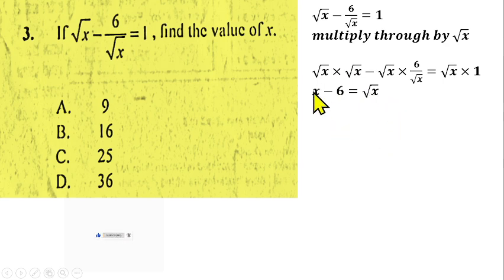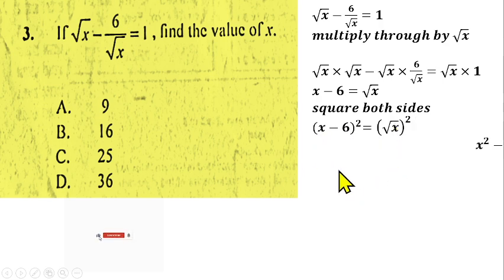Then the next thing we can do is to square both sides because of this square root. How do we get rid of this square root? By squaring both sides. So if you take the square of both sides, we'll have (x minus 6) squared equals (√x) squared. You need to expand this one in two ways, so you'll have x minus 6 times x minus 6. If you expand that bracket, you'll have x squared minus 12x plus 36, which I believe you can do.